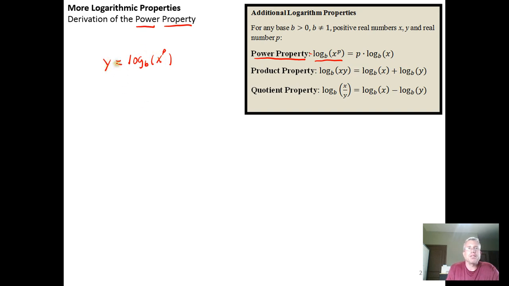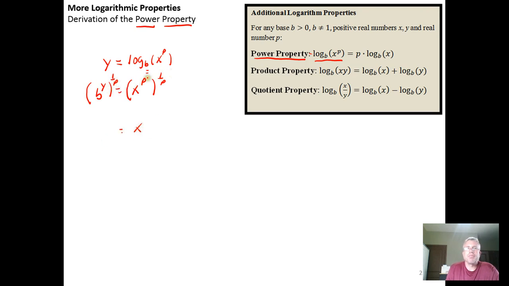And then we'll take this and write it in exponential form. We'll say, this is the exponent we raise b to, the y, to get x to the p. Put it in exponential form: b to the y equals x to the p. And to get x by itself, we would raise this side to the 1 over p power. In other words, we would raise it to the reciprocal of p. We would need to do that on both sides.